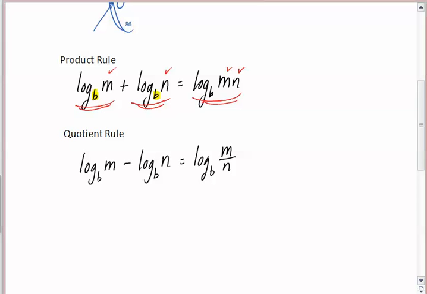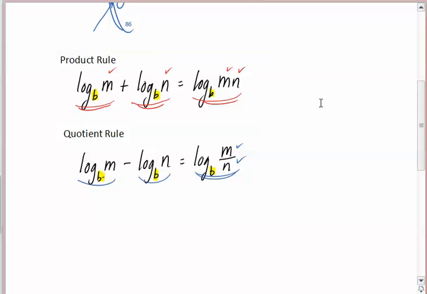So let's take a look at the quotient rule as well. I have log base b of m minus a log base b of n, and you notice that the bases have to match on this quotient rule as well. So then we get the log of the quotient of the two arguments, m over n. And again, the base we keep the same.